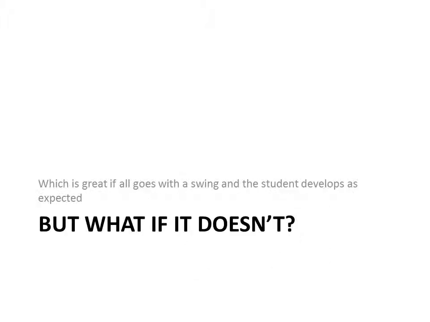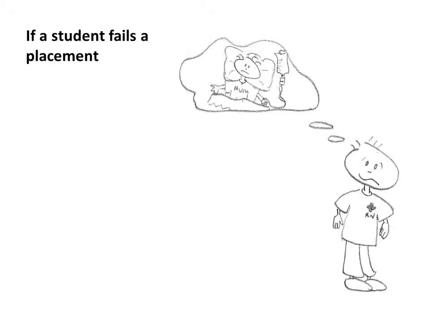Which is great if it all goes with a swing and the student develops as expected, but what if it doesn't? If a student fails a placement, a mentor might easily feel guilty. She has befriended the student, but knows deep down that she wouldn't trust the student to care for a loved one, such as her mum. This thought affirms the decision to fail a student who has not met the required competencies.